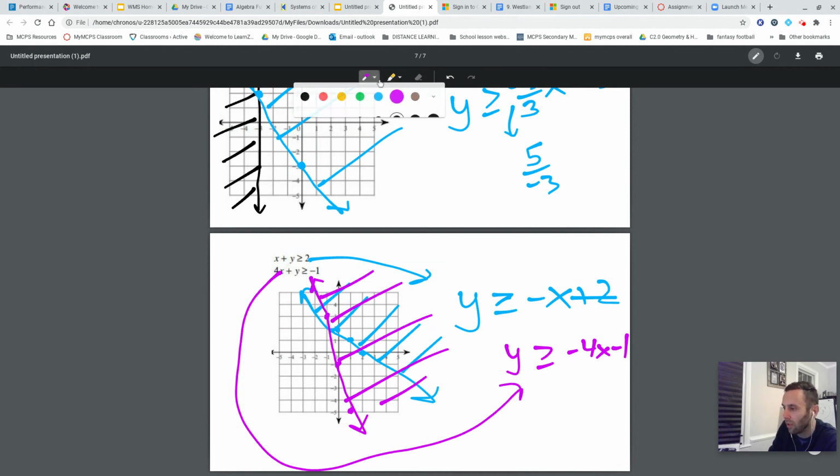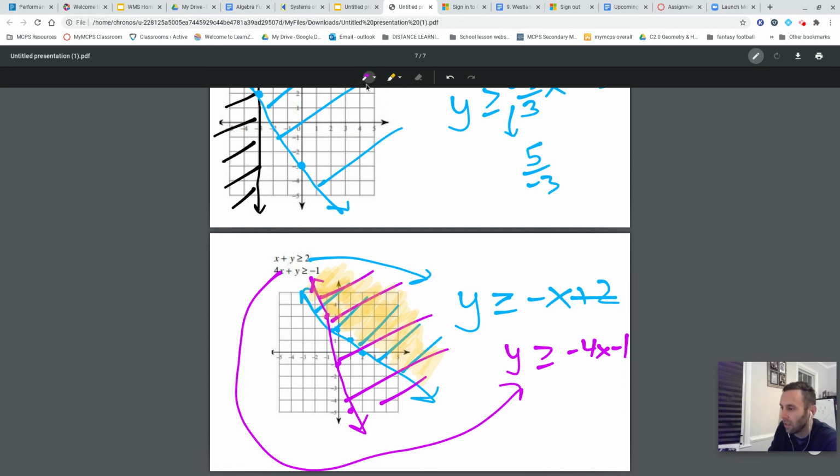Notice though that all the shadings, if you look where the purple line and the blue line overlap, I'll go ahead and do this with a highlighter. It'd be right here in yellow. Oops, sorry guys. It'd be right over here. Any of these points right here. This is where the shading overlaps. So your solution to the system of inequality would be any point in yellow.